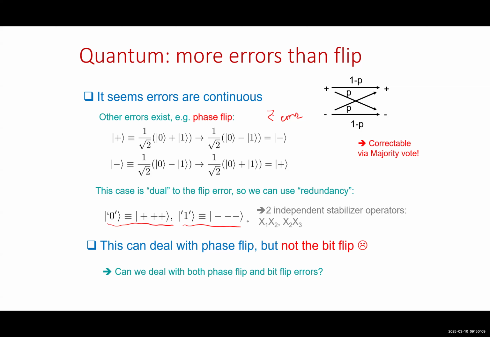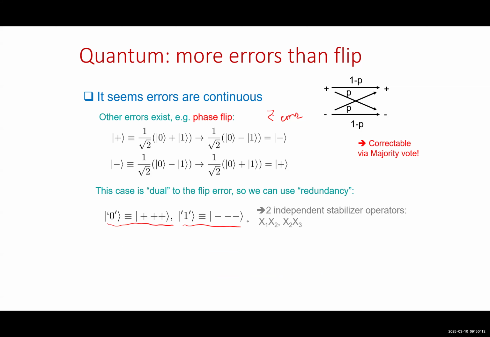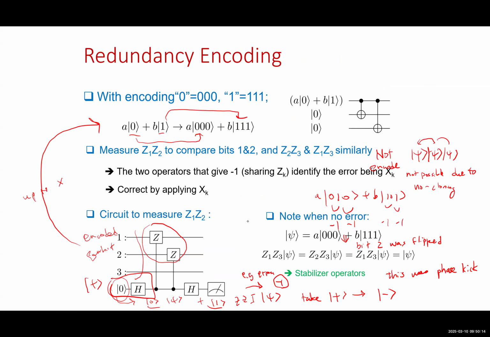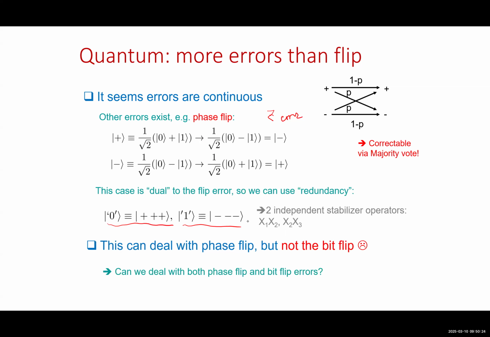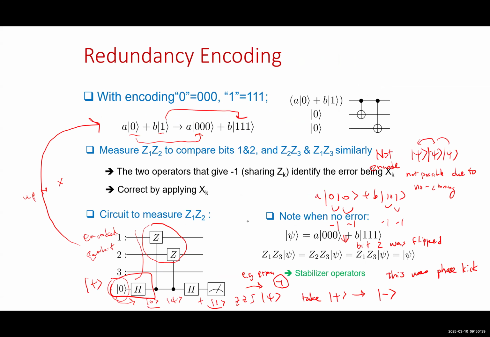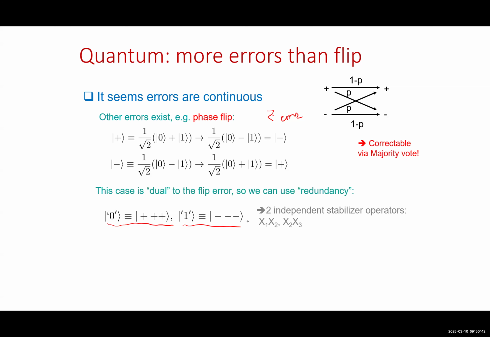Okay. But these are two different codes, right? This is the Z basis code, this is the X basis code. So in the classical code, you don't have these kinds of things. You don't have a different basis. But we cannot realize it simultaneously using just three qubits. So we cannot correct phase error if we use this encoding, and we cannot correct bit flip error if we use the X basis encoding.